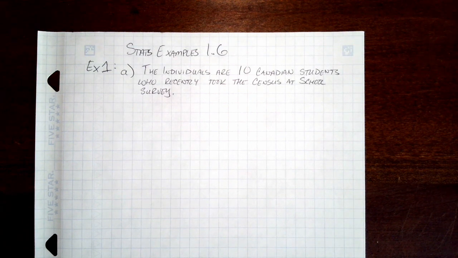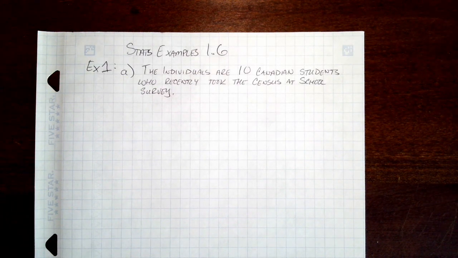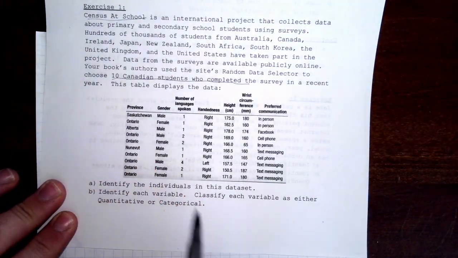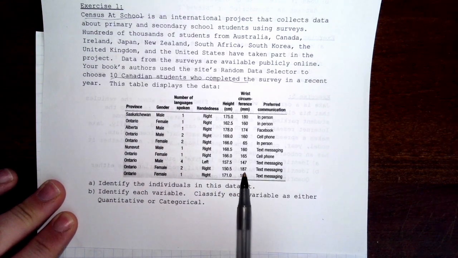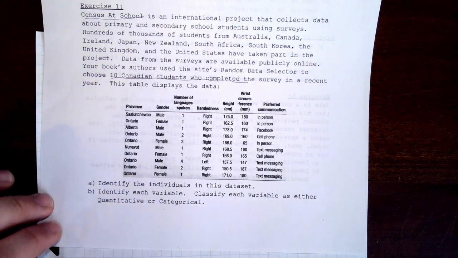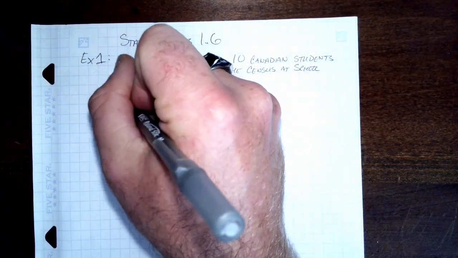So next we need to identify the variables and then classify them as either quantitative, meaning can be measured in numbers that it makes sense to do math with, or categorical. So all of these across the top: the province you live in, or that these kids live in, their gender, number of languages spoken, whether they're left or right-handed, their height, wrist circumference, and preferred method of communication, all of those are the variables. So let's go through them one at a time.